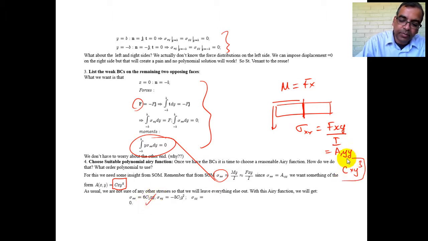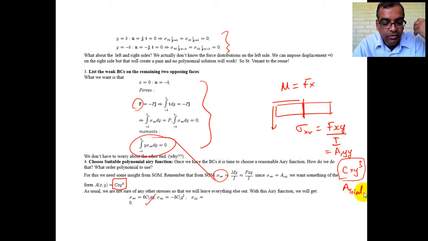So let's try this as my Airy stress function. You will immediately see that, first of all, del squared of del squared A will be 0. So this is our trial. Del squared of del squared A will be 0. So sigma xx will be 6 times c1 y, sigma xy will be minus 3 c1 and so on, and sigma yy is 0.